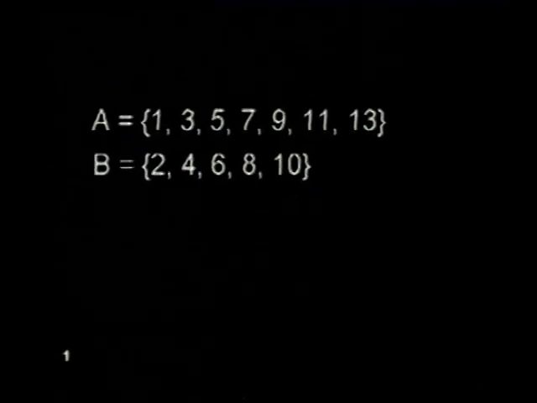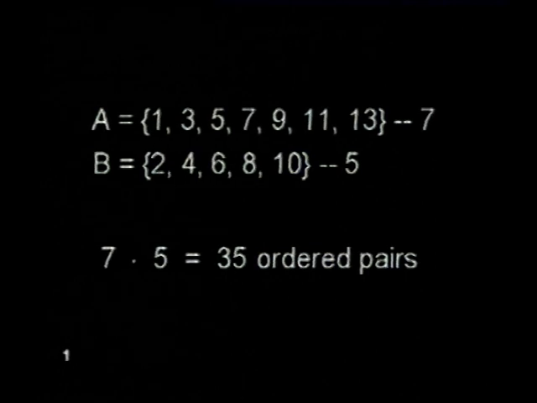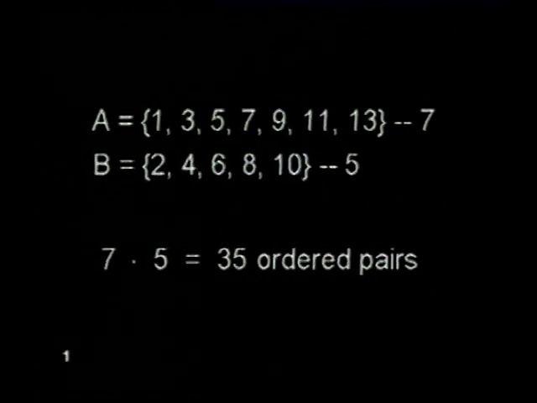Let's find the number of possible ordered pairs that can be produced from set A and set B. The elements of set A make up the first member of each ordered pair, and the elements of set B compose the second. First, we count the number of elements in each set. There are 7 elements in set A and 5 elements in set B. Then we multiply 7 times 5, which equals 35. There are 35 different ordered pairs that can be produced from the permutation of set A and set B.